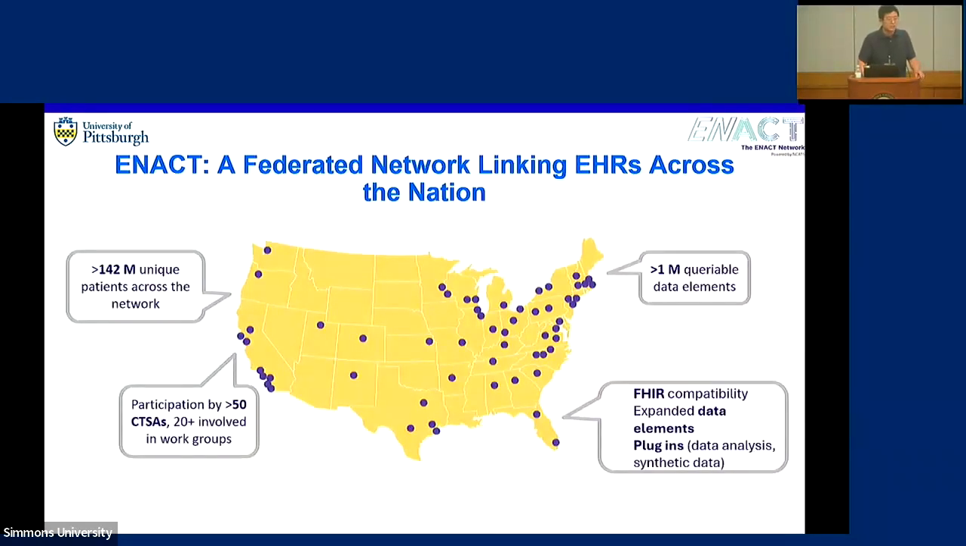Previous speakers already talked about what ENACT is. So ENACT is basically a federated distributed network across the nation of CTSA hubs that are funded by Enclaves. The ENACT network covers more than 50 CTSA hubs and has more than 142 million unique patients across the network. Any investigators from any of the CTSI institutions can query the entire network, and the returned results are basically counts of the patients from the network.